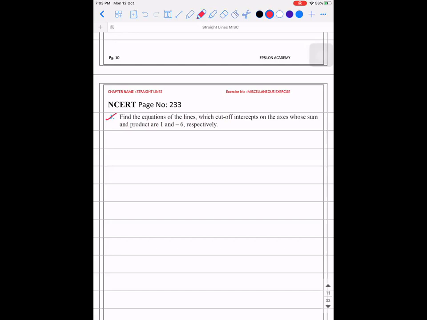So what does cut off intercepts mean, sir? There is a line, there is an intercept A, there is intercept B. There is a meaning of cut off intercepts. So A distance 0, 0, B. They are saying A plus B is 1 and A into B is minus 6. So it should either belong to second quadrant or third quadrant.